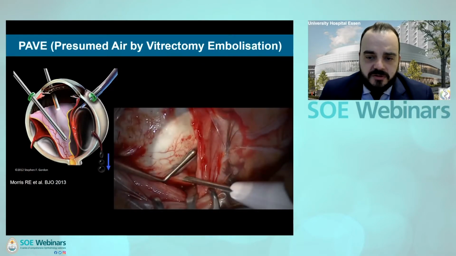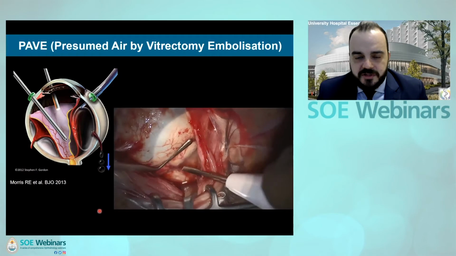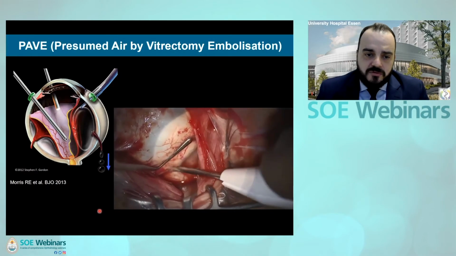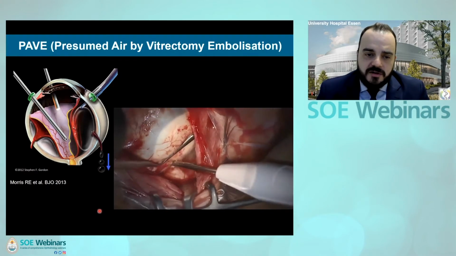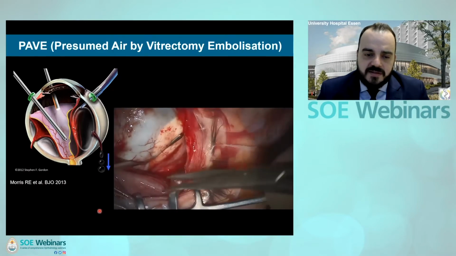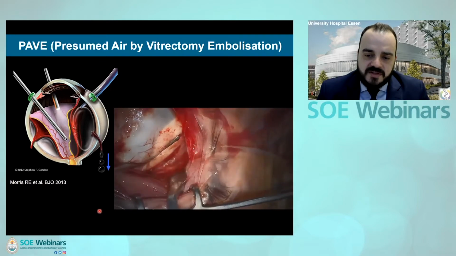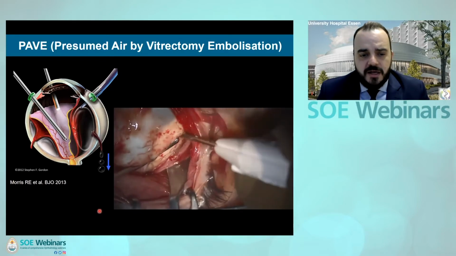Another point I would like to address here is the PAVE, which was already published by Morris in 2013. If you've got your infusion cannula under the choroid, then air could leave through the vortex veins and come into the systemic circulation and the patient could die.